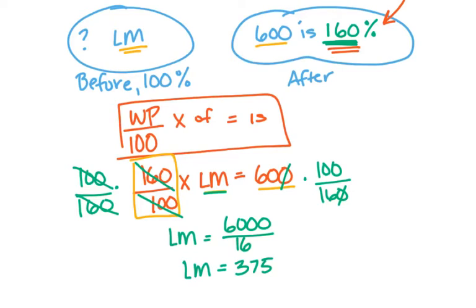So what that's essentially saying is that 375 is how many raisins were hidden last month. So I'm going to put that up here. 375 raisins were the 100% we did last month. And this month they hid 600 raisins, which again is 160% of before.